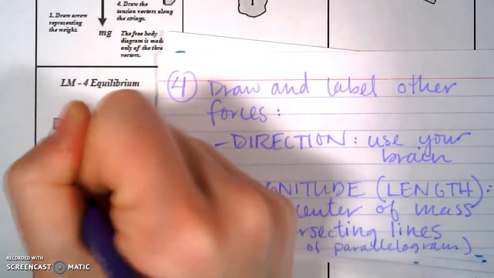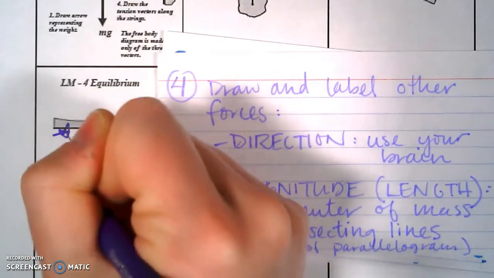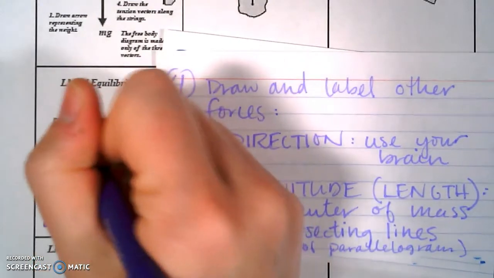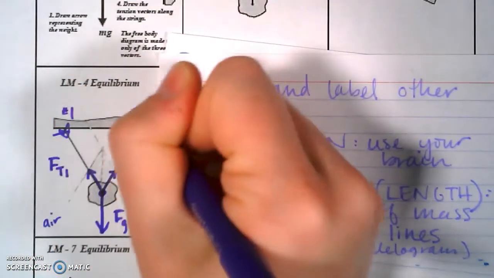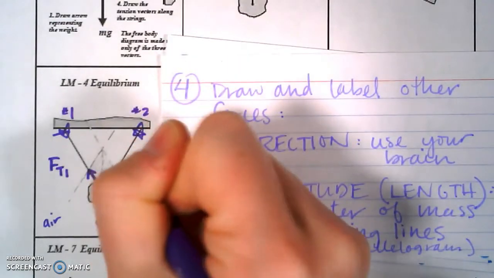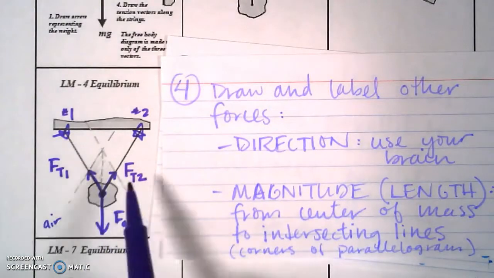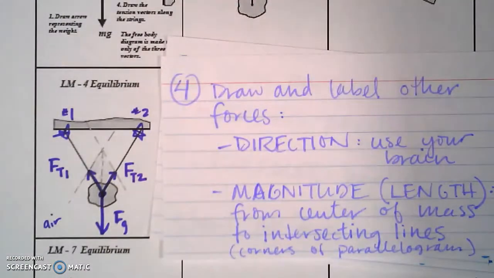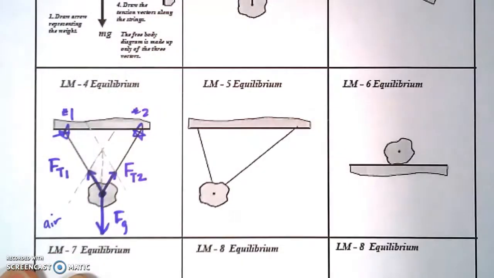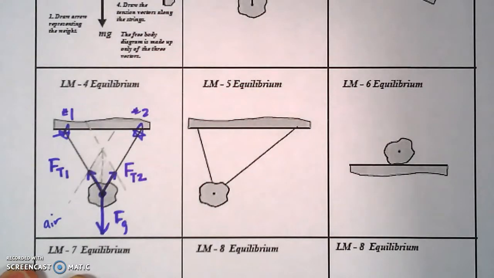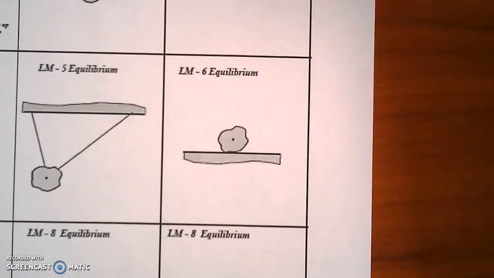I'm going to label this force of tension for string number 1. And if this is string number 2, I'll label this force of tension from string 2. The label is totally up to you, but you can follow my lead if you want. All right, let's do the same thing for this number 5. Okay, and then we'll do one more on a surface.